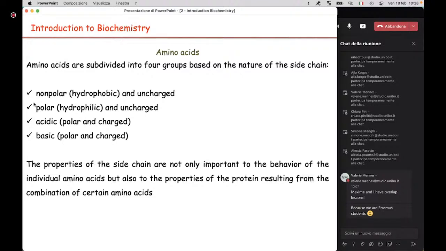So we can further divide polar or hydrophilic amino acids in 3 groups, which are the polar uncharged ones and the 2 different groups of polar charged ones. Of course, if they are charged, they can have a negative charge if they are acidic, or a positive charge if they are basic.